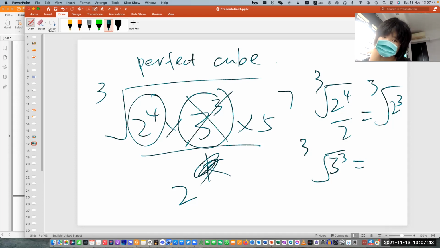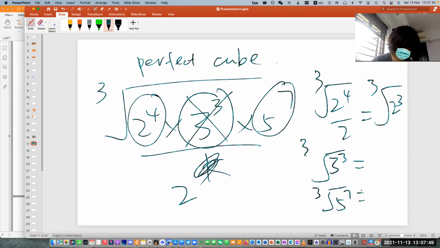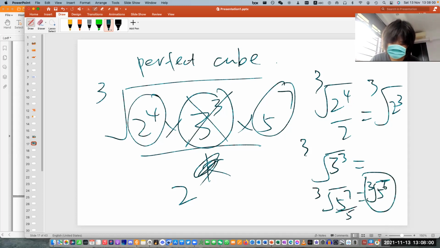And then what else? 5 to the power 7. What do you think? You need to divide by a 5. Because once you divide by a 5, can you test for me also? You get 5 to the power 6. Can you cube root this? Can you use your calculator? 25. Yeah, so you can. So you need to divide by a 5 to this. So that's why the smallest k is actually 10.